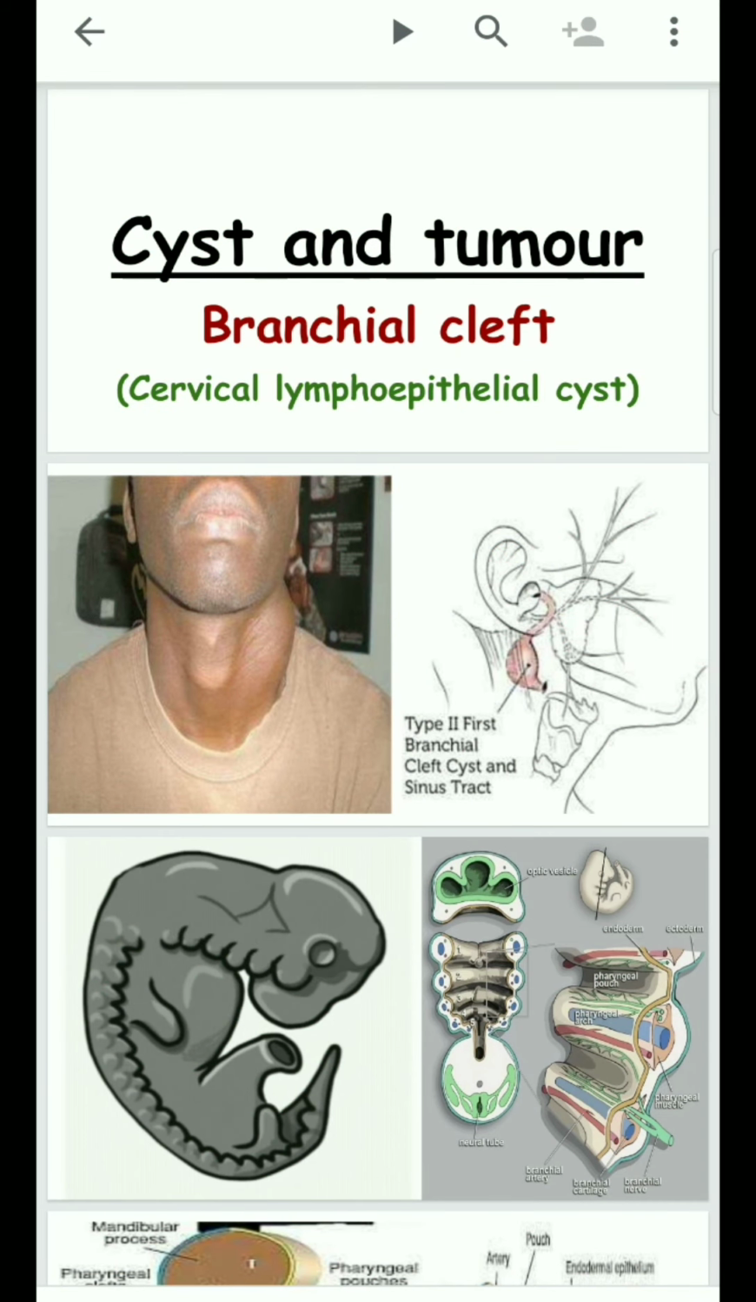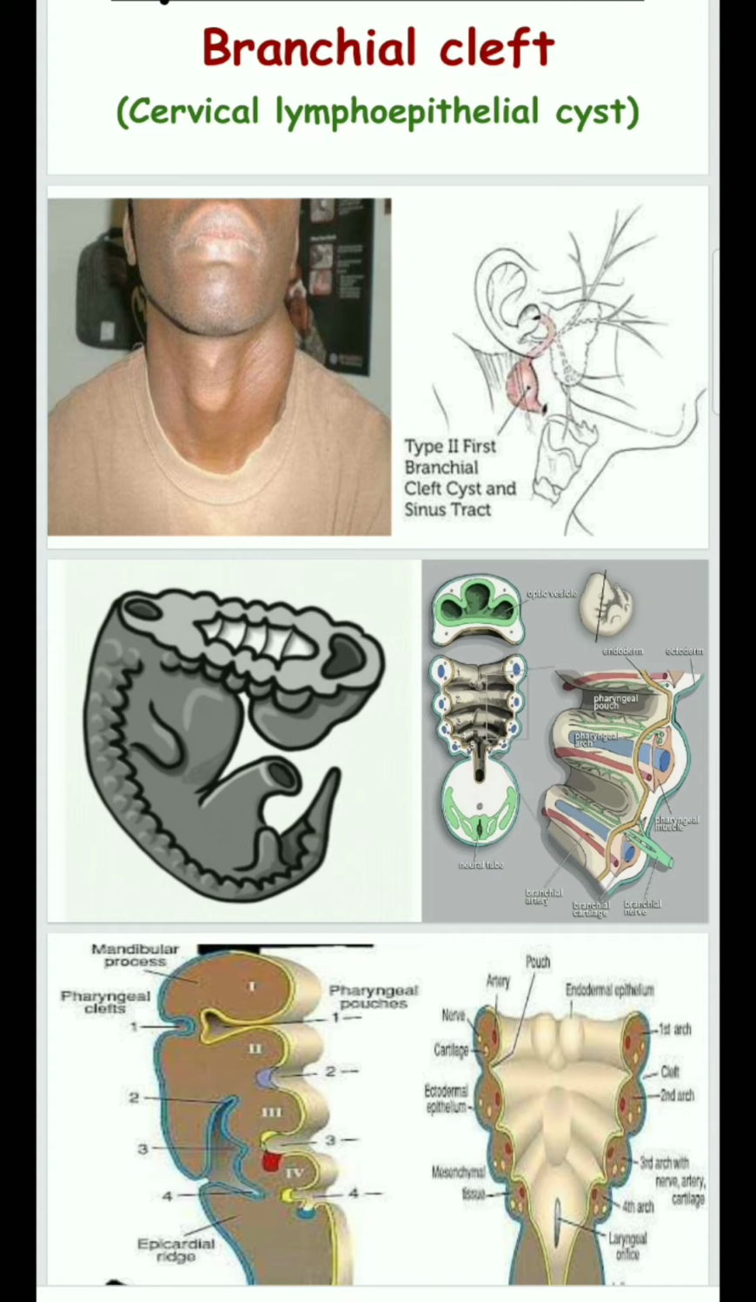Today we are going to discuss the topic of branchial cleft cystic tumor. It is also called cervical lymphoepithelial cyst. Before going to the topic, we need some more basics. In embryology, at the fourth week of gestation, we take a cut section.